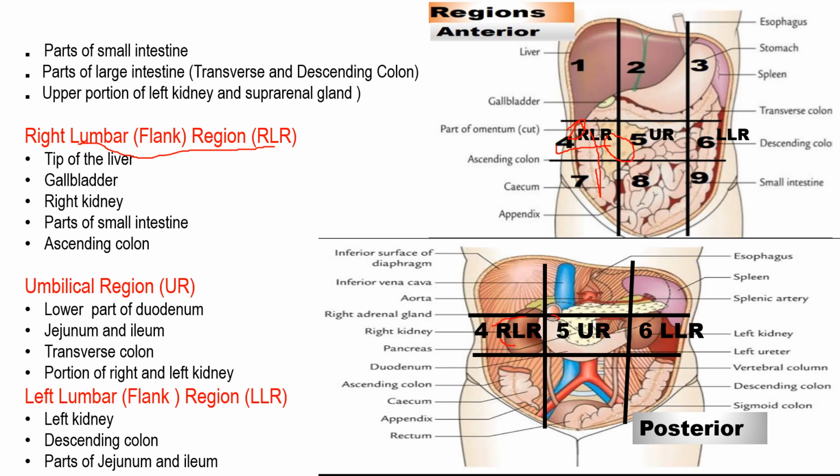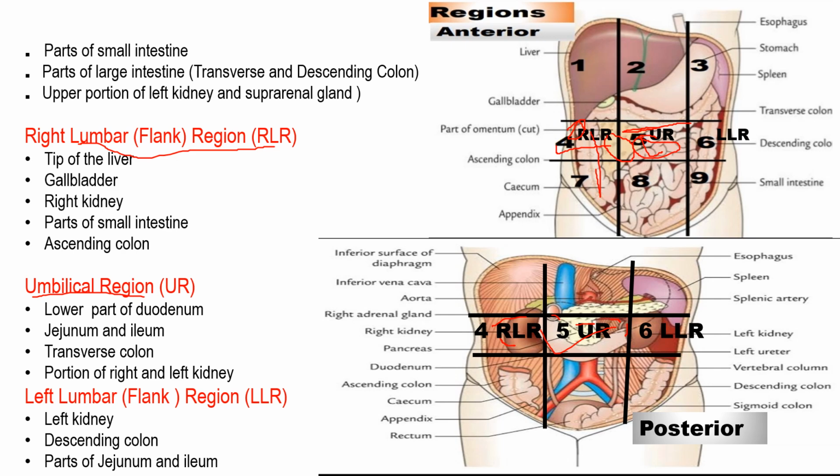Next region is umbilical region. This is umbilical region, and it contains parts of small intestine such as duodenum, jejunum, and ileum. There is also some portion of transverse colon present. Some portion of right and left kidney is also present in that region.